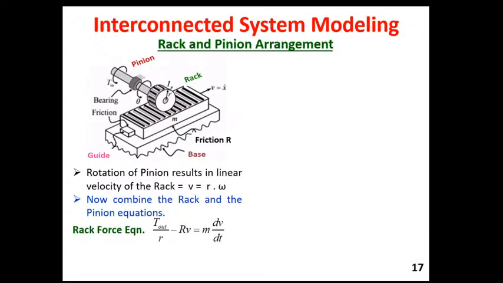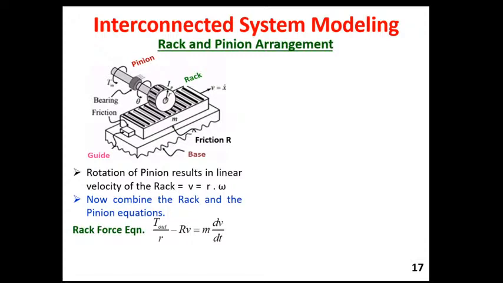So first we find how much the input force is. It is input torque divided by the radius of the pinion. This is the input applied to the rack minus the rack friction force, that is R into V. So T out by R minus RV on the left side, the input given to the rack, is equal to m dV by dt. Now m is the mass of the rack, moving forward with velocity V and acceleration V dot. Now V dot is nothing but dV by dt.